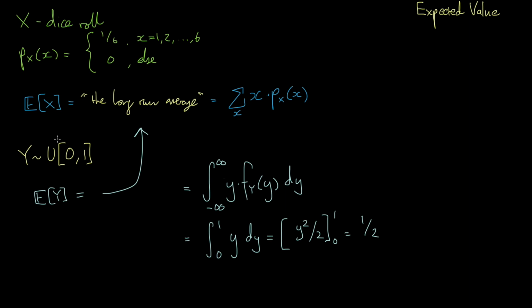And going back to this more intuitive definition, this long run average, this makes perfect sense. Because after all, each value in this interval is equally likely. So of course, the long run average is going to be just the midpoint of this interval.